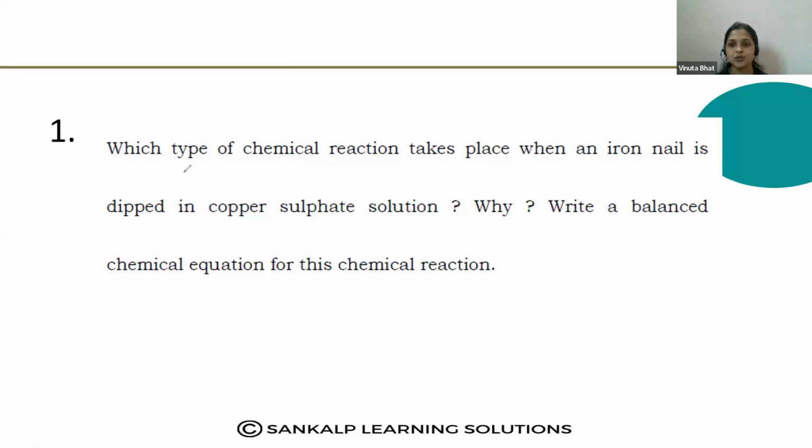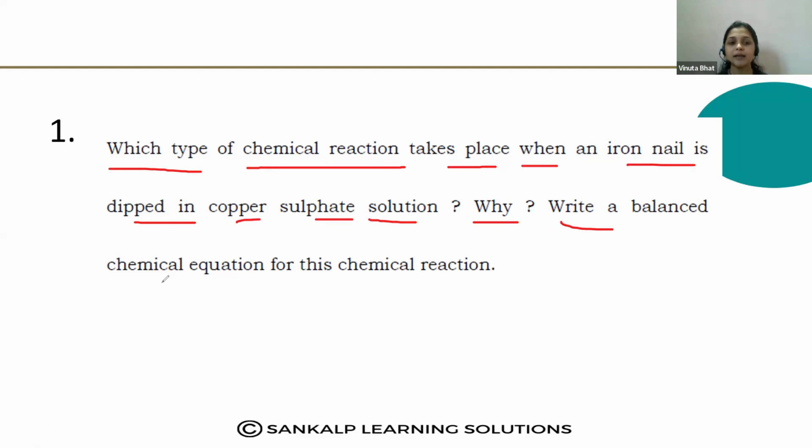Read the question. First question: which type of chemical reaction takes place when an iron nail is dipped in copper sulfate solution? Why? Write the balanced chemical equation for this chemical reaction. So this is one of the very important questions. Please note down the question.